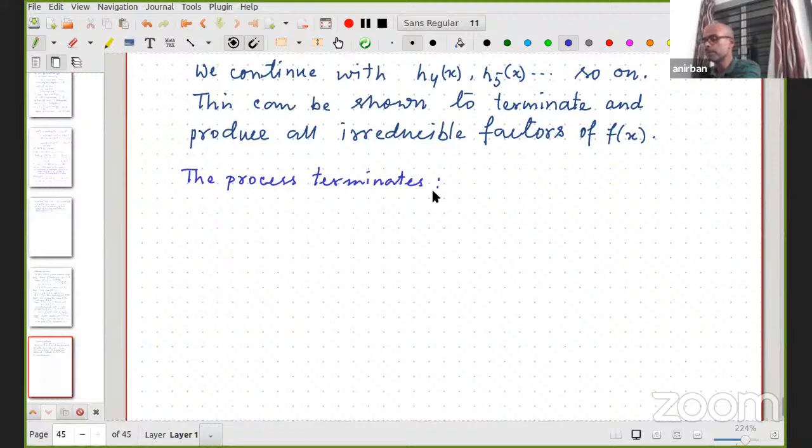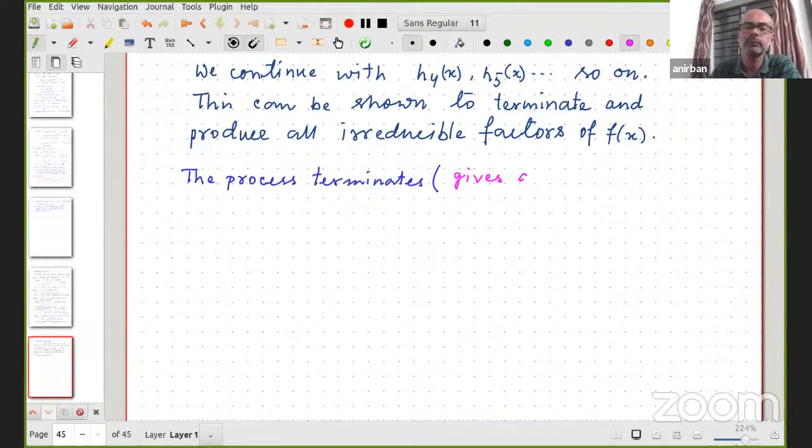So what do we mean? We mean that at the end of the process, we should be able to have the entire f(x) written into irreducible factors. So we should have some h_j(x) which distinguishes irreducible factors. Let me write it even more clearly. So terminates means that it gives all irreducible factors.